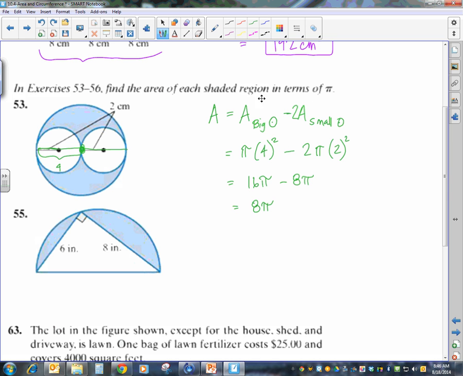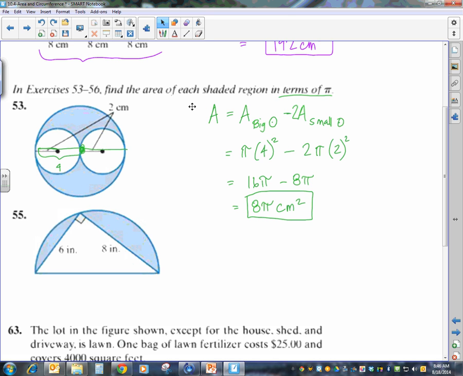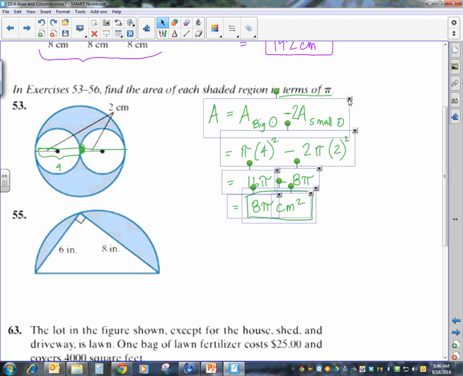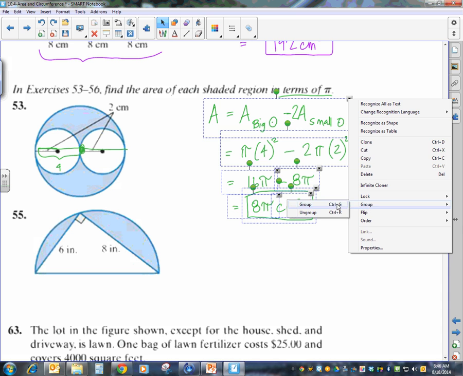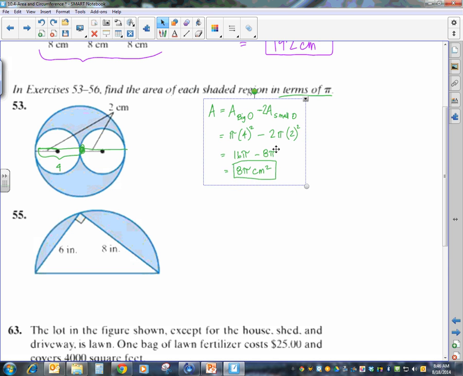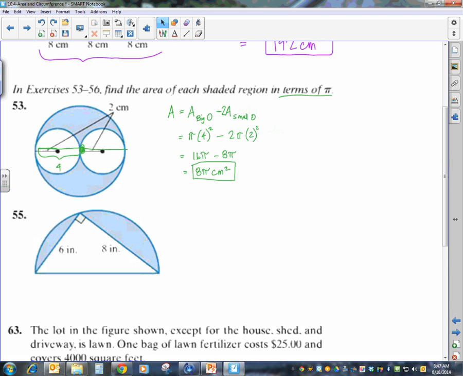They said leave your answer, find the area in terms of pi. So I have pi in my answer. I'm going to leave it, but I'm going to make sure that I have my units on there. So that's 8 pi square centimeters. And to make sure that I have room, let's see if I can make that a little bit smaller next to that. And now for the next one.